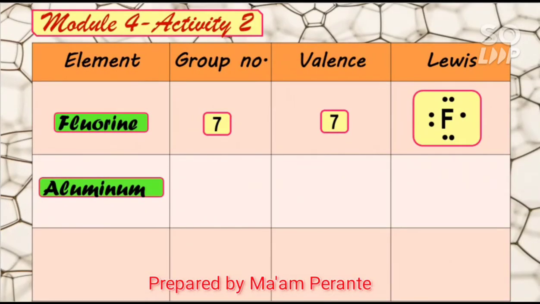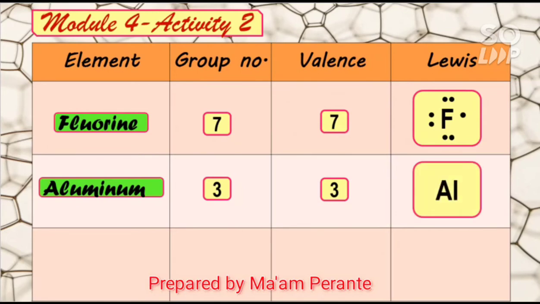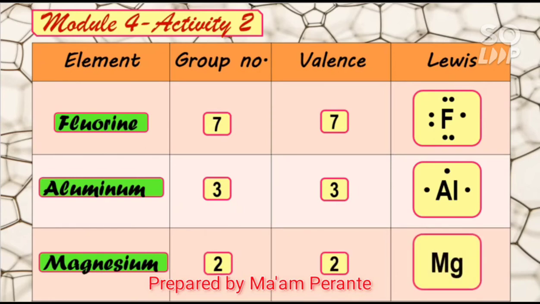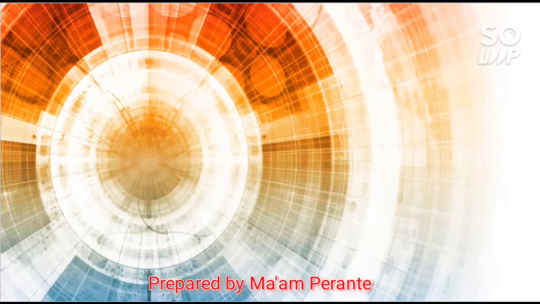Okay? So aluminum belongs to group 3, meaning the valence is 3, and the Lewis symbol will look like this. 1, 2, 3 dots. The last example is magnesium. Magnesium is located in group number 2, meaning that the valence number of magnesium is also 2, and this will be the Lewis symbol, 1, 2. I hope this activity number 2 is clear to you. Let's move on to the next activity, which is activity 3.